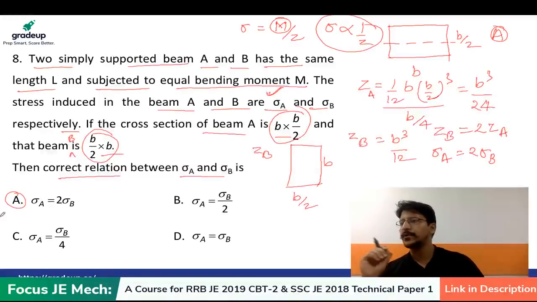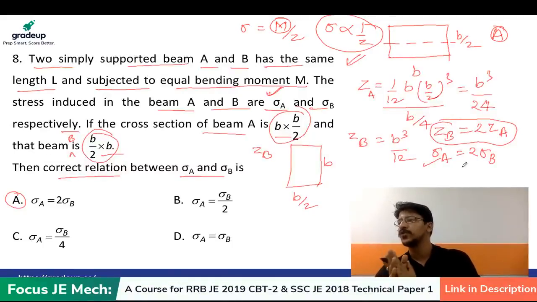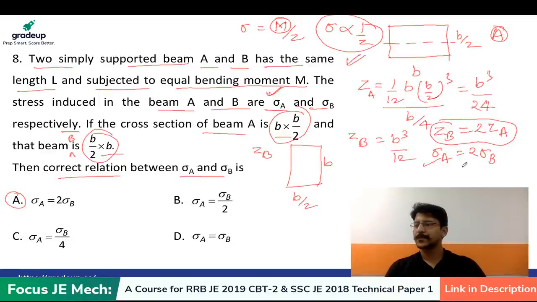Option A is correct, not B. Since they are inversely proportional and Z of B is twice Z of A, stress will be more in A. Why? Because they are inversely proportional. Is everyone clear? Is everything okay with this? A is the correct answer.